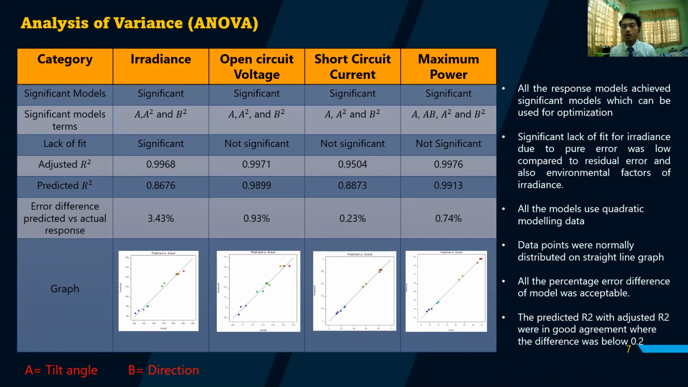It's because the pure error was low compared to the residual error. Also, as you can see on the graph, for the 4 models, the data points were normally distributed on the straight line graph, and all the percentage error differences of the models were acceptable.